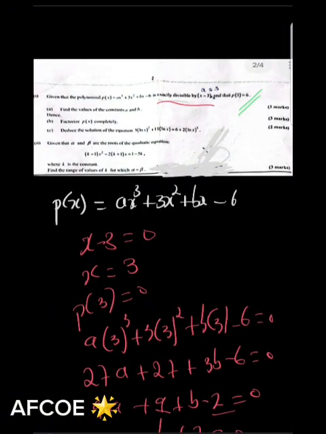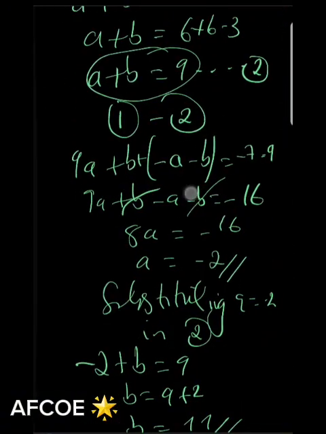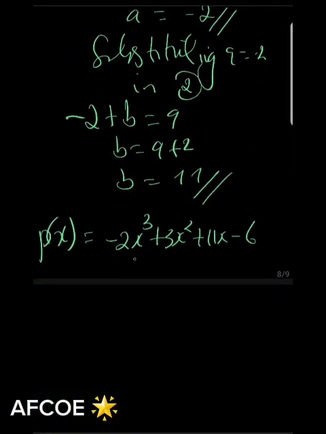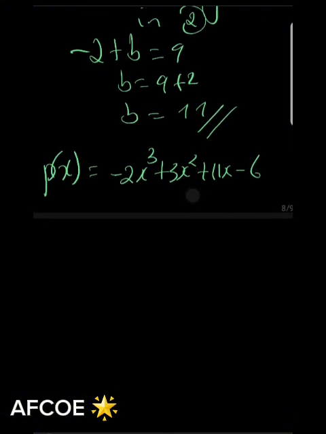And the second is: factorize p of x completely. Well, to factorize p of x completely, you know that it is a polynomial of degree 3. The highest degree of the unknown there is 3, which means you have to have 3 linear factors. And to find the 3 linear factors, you can use synthetic division, you can use long division, you can use any other method. So in this video I'll teach you a very easy method that you usually call synthetic division.